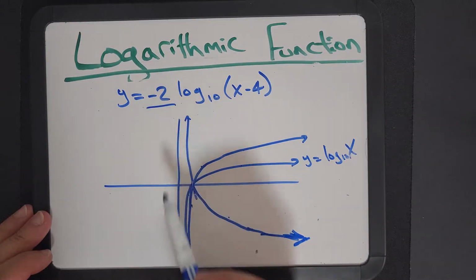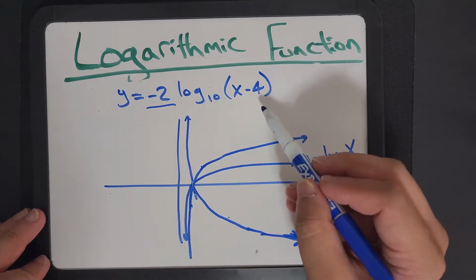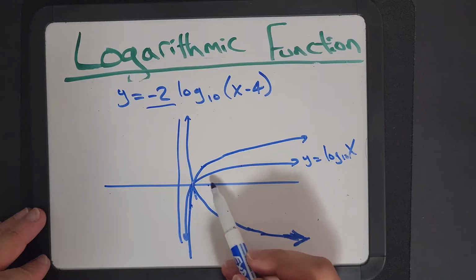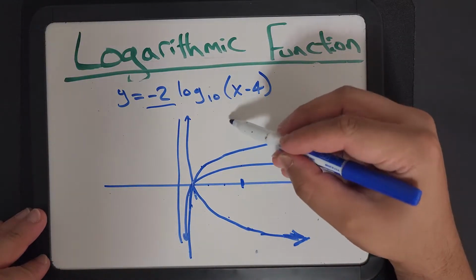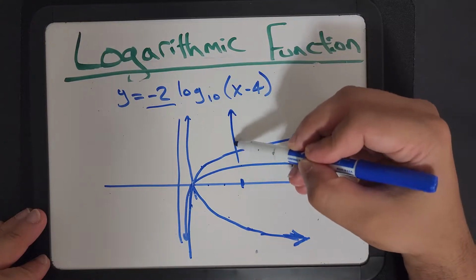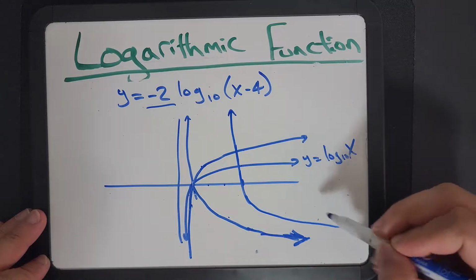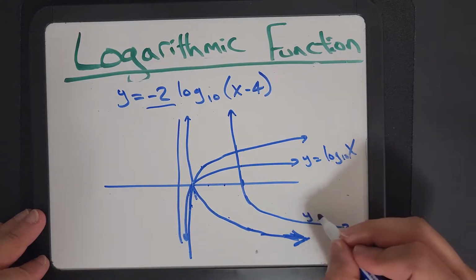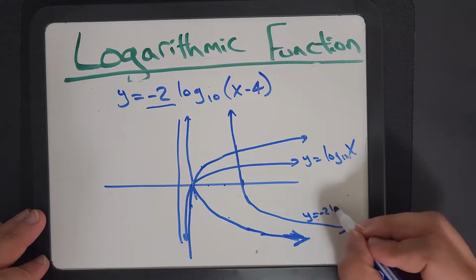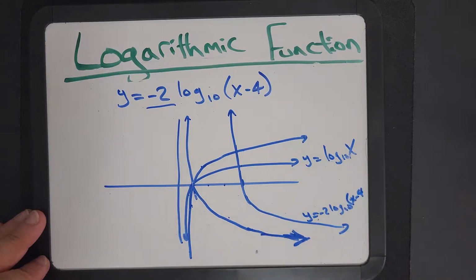So that gives us the negative 2, and then we also have x minus 4, which means if that's 1, that's 2, 3, 4. I'm sorry for the mess, but that is our y equals negative 2 log 10 x minus 4.